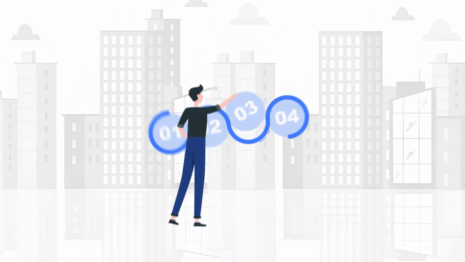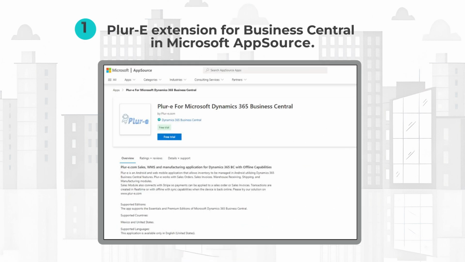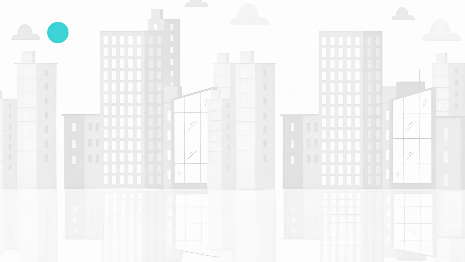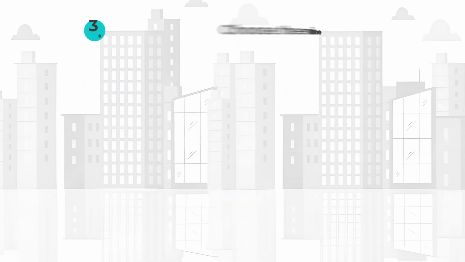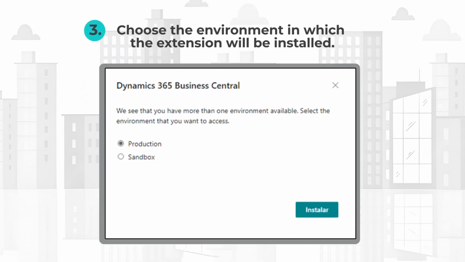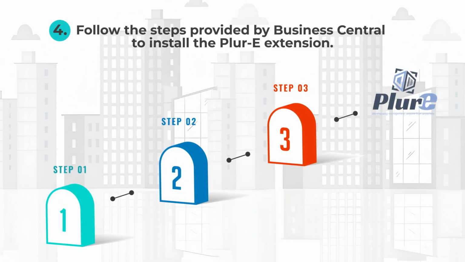To install the Plur-E extension, follow these steps. First, search for the Plur-E extension for Business Central in Microsoft AppSource. Second, select the account from which you want to acquire the extension. Remember to have a user with global administrator permission. Third, choose the environment in which the extension will be installed. Fourth, follow the steps provided by Business Central to install the Plur-E extension.